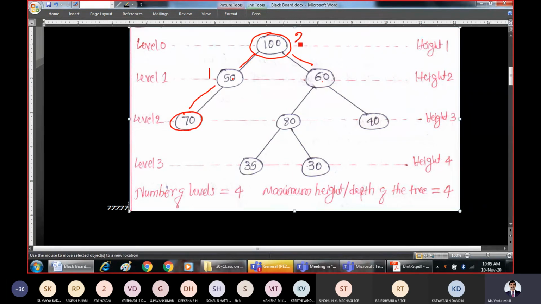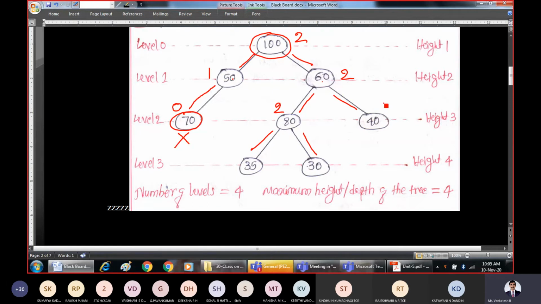Degree of 100 is 2. Degree of 60 is 2, because it has two children, a left child and a right child. Degree of 80 is 2, because it has one left child and one right child. What is the degree of 70? Degree of 70 is 0, because it has no children.